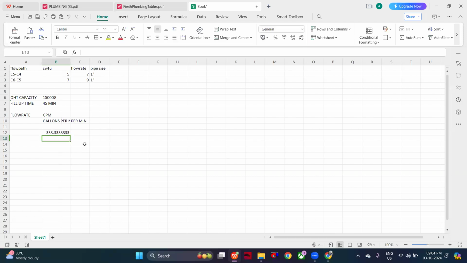Here is the answer. Understood? So you can easily find this out. You can set up the fill up time, and according to that fill up time, the capacity of the pump will change. That is the idea. Easy, right? These are the basic things. Okay, understood or not, everyone?